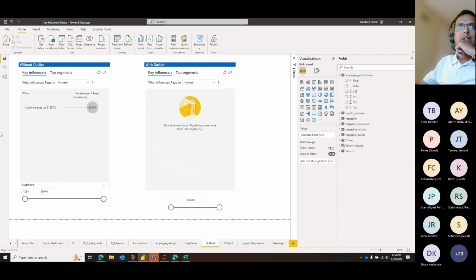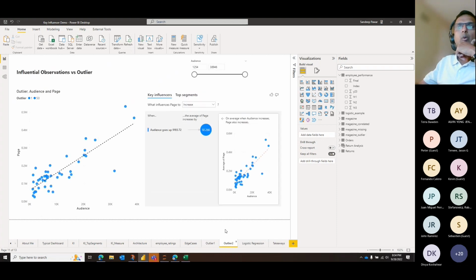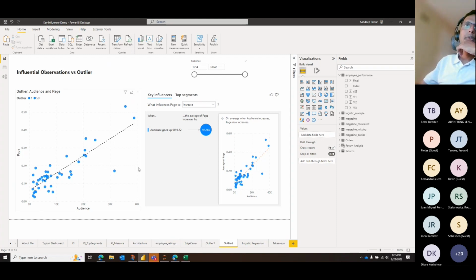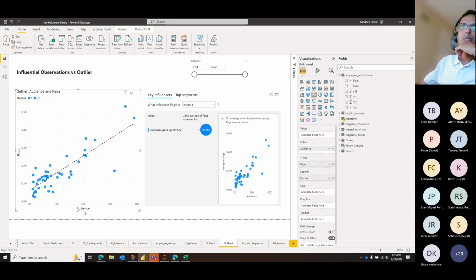Outliers, same thing. I think we talked about that already. I forgot what I was going to show here. Oh, the outlier too. There might be not outliers, but influential observations. The difference between the two is that an outlier is something that does not make any sense, like the age being 999. That wouldn't make any sense. But in this case, for example, whatever this audience is, I think this is number of audiences.